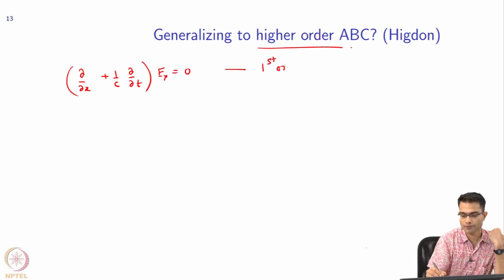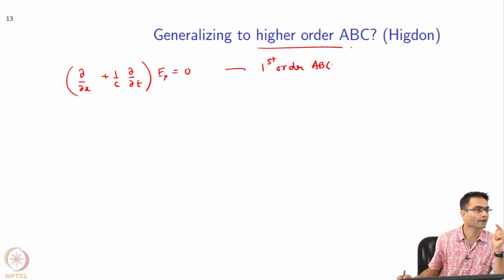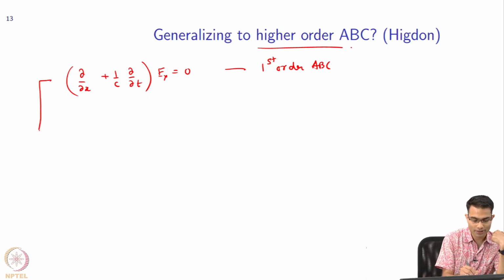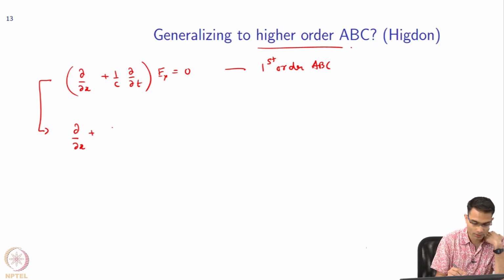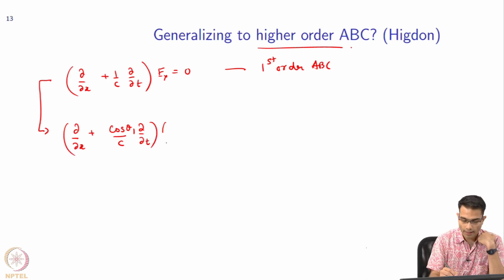This was a first order ABC. Now, supposing I say I want the reflection to go to 0 at not just one angle, but two angles. The key is to play around with this expression. This is what I am imposing. So, I generalize this to, I will just write the expression and then we can work it out later why this is correct. Since it is second order, there will have to be two terms.